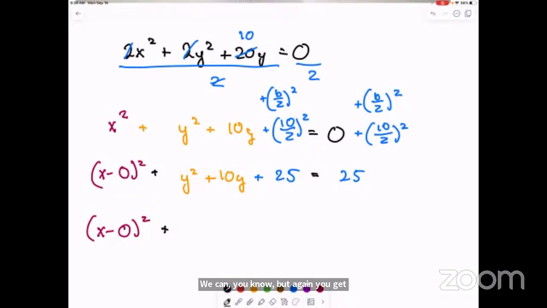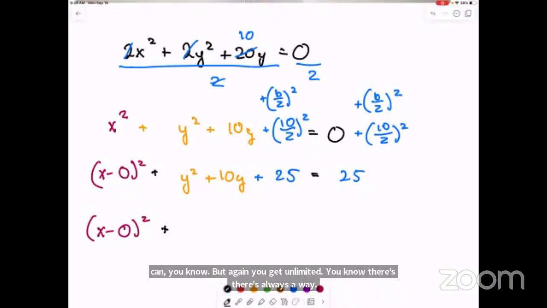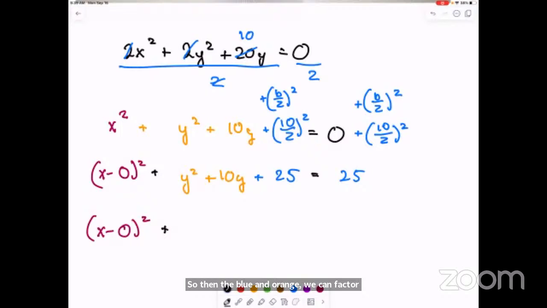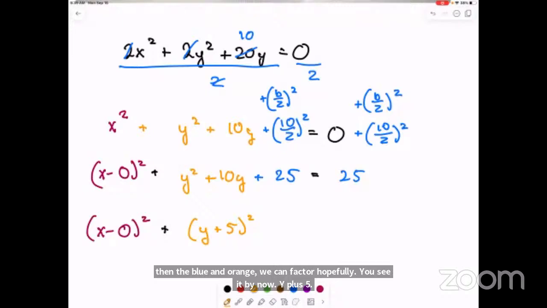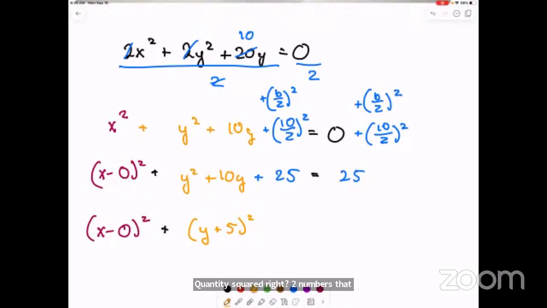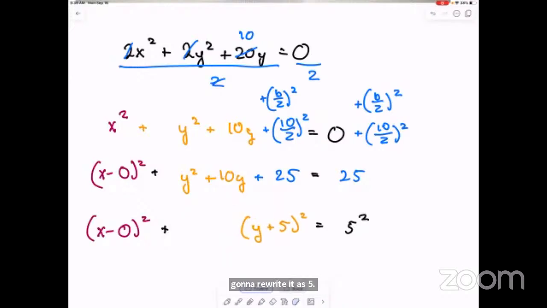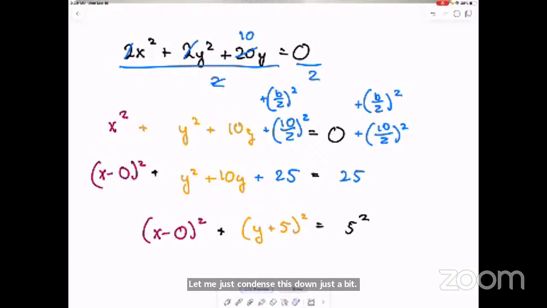So the blue and the orange, we can factor. Hopefully you see it by now: y plus 5 quantity squared. Two numbers that multiply to give us 25 and add to give us 10 are 5 and 5. And on the right, we still have 25, which we're going to rewrite as 5 squared. Let me condense this down just a bit. So now we were able to transform the original into the standard form of the circle.